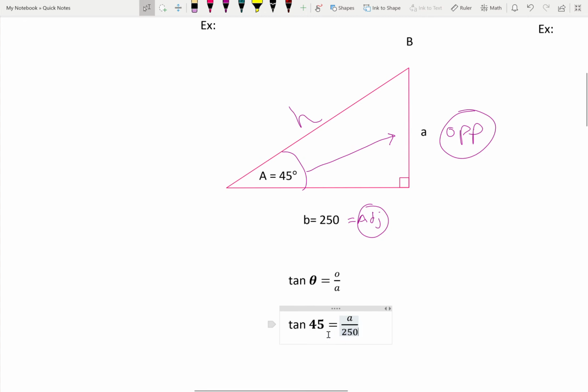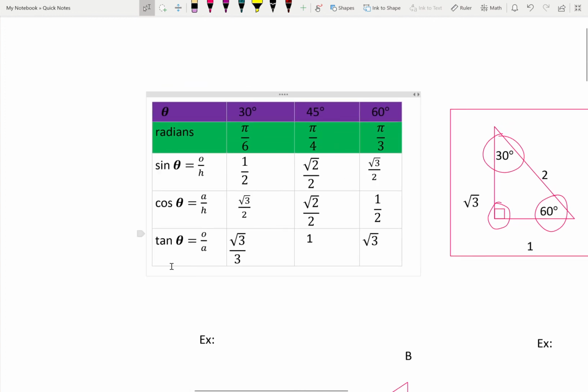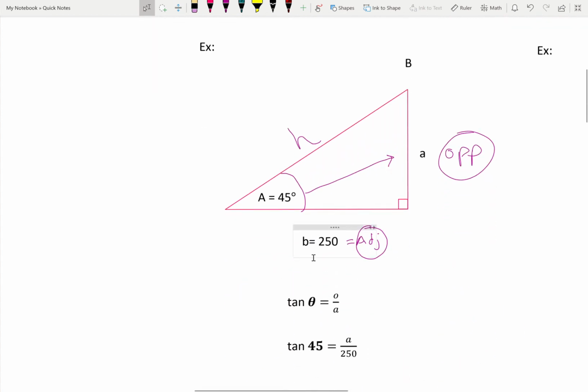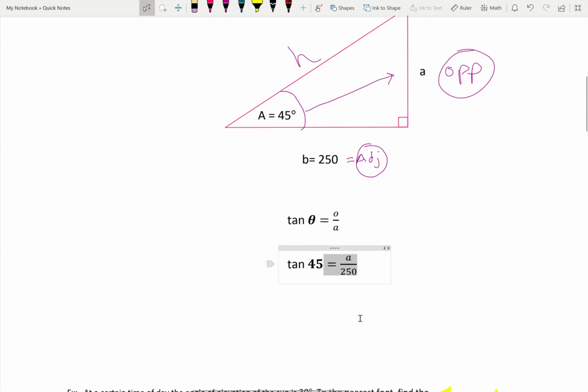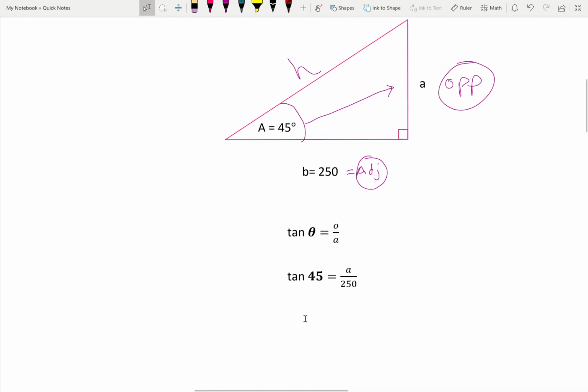Well, this is okay. Why? Because we know what tan of 45 degrees is. How do we know that? Well, we have a chart right here. Look, tan of 45 degrees is equal to 1. All right, so that means I can replace this tan 45 with 1. So tan 45 is equal to 1, and I have that equals A divided by 250.